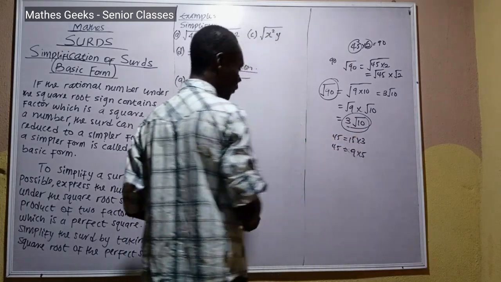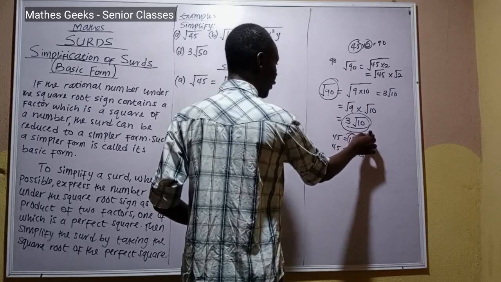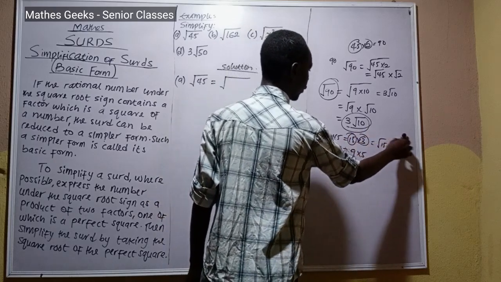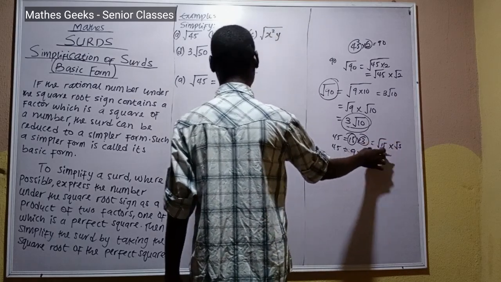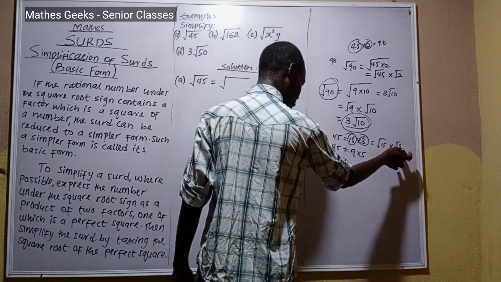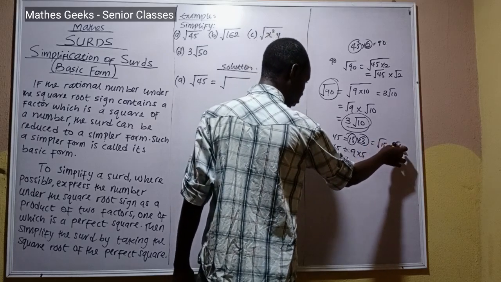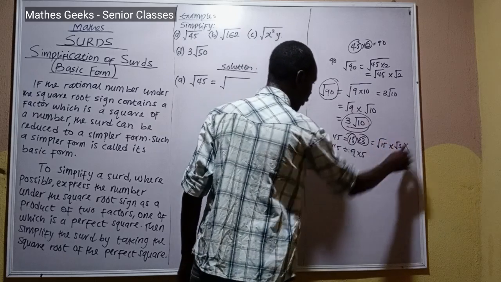Now look at this. These particular factors, 15 is not a perfect square, 3 is not a perfect square. So if we have root 15 times root 3, we would not be able to get an exact value for root 15, nor would we be able to get an exact value for root 3. So what do we do? We can't use this.